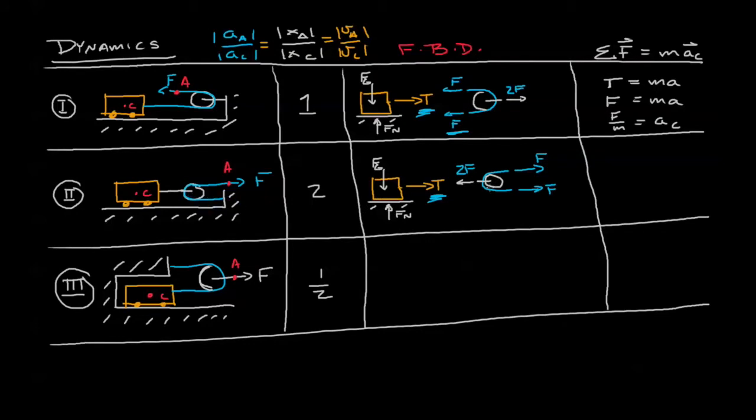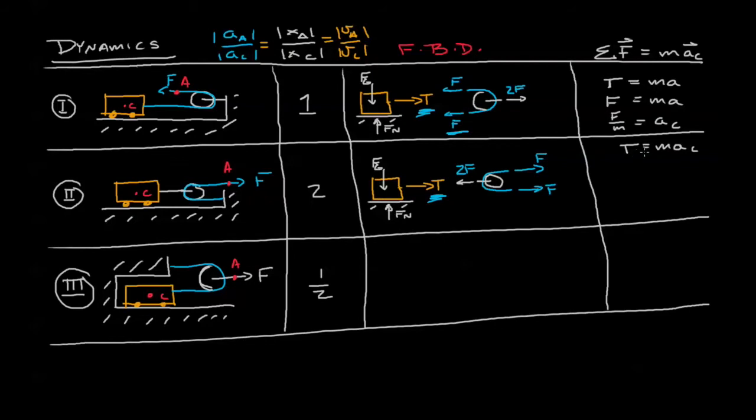Finally, we know our massless pulley, sum of the forces must go to 0, so this component is now 2F, which means that the tension in the rope is equal to 2F. Let's go ahead and use that up here when we say T. The tension equals the mass times the acceleration of the cart. That's our equation of motion here.